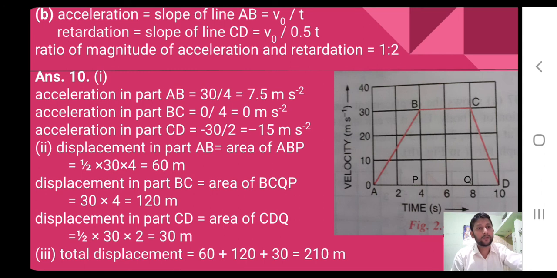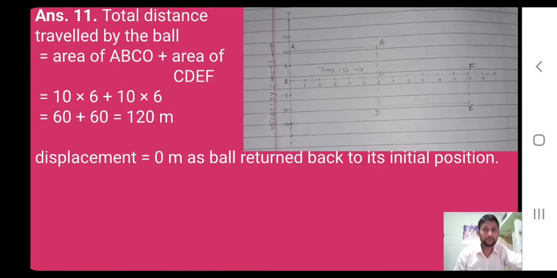And displacement in part CD is the area of triangle CDQ, which is equal to half into 30 into 2, which is equal to 30 meter. So total displacement will be 60 plus 120 plus 30, which is equal to 210 meter. Come to question number 11.